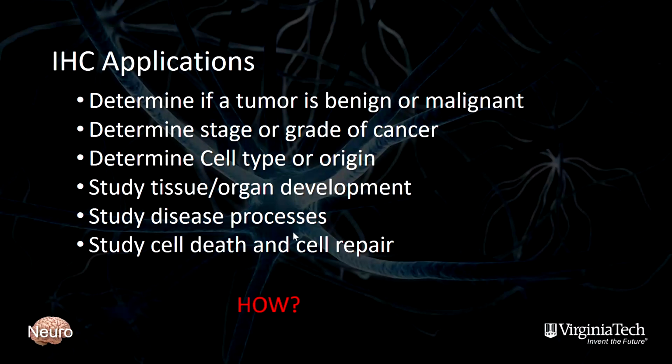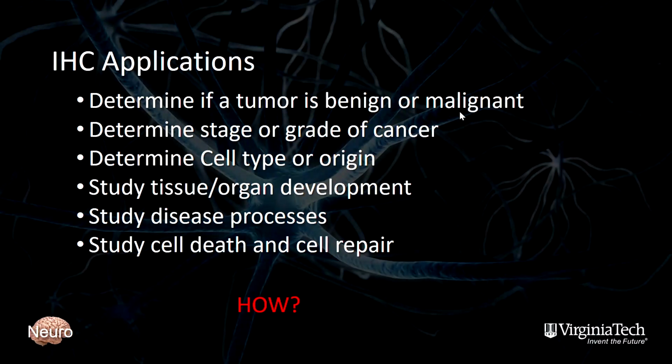Now let's talk about the applications of immunohistochemistry. There are many applications. You can use that to determine if a tumor is benign or malignant, determine the stage of certain cancer, cell type or origin, study tissue development, study disease process, study cell death or cell repair. So all of them you can use IHC. But the question is how? And it's very easy and simple, by identifying the epitope.